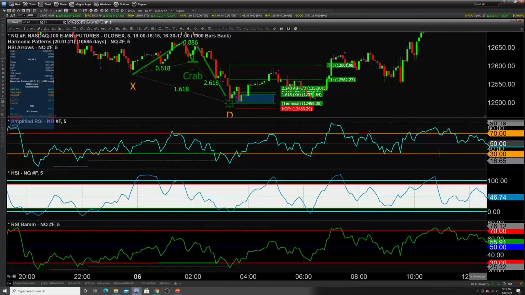Hey, VJ, I don't think I answered your question. Where is the 618 drawn from on that pattern? On this crab pattern? It's the B point, and we draw that from X to A. So if you're not aware of that, go back and take a look.